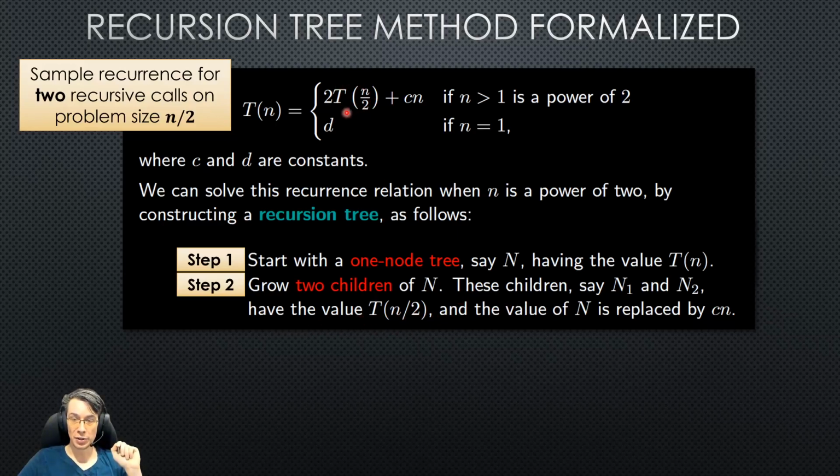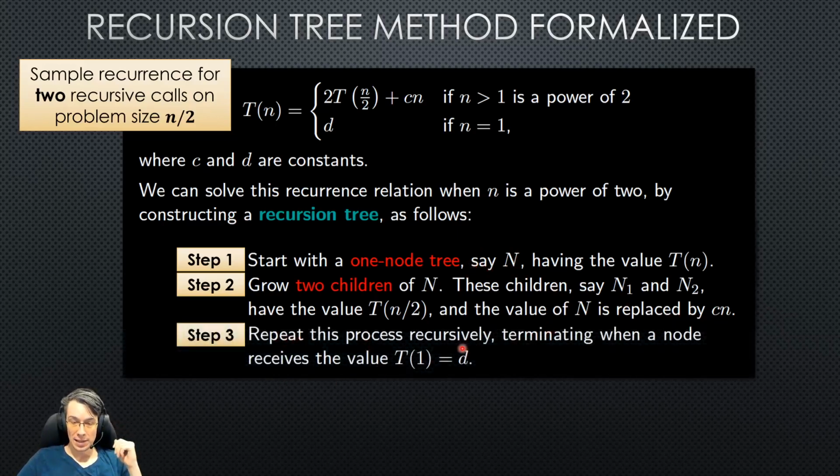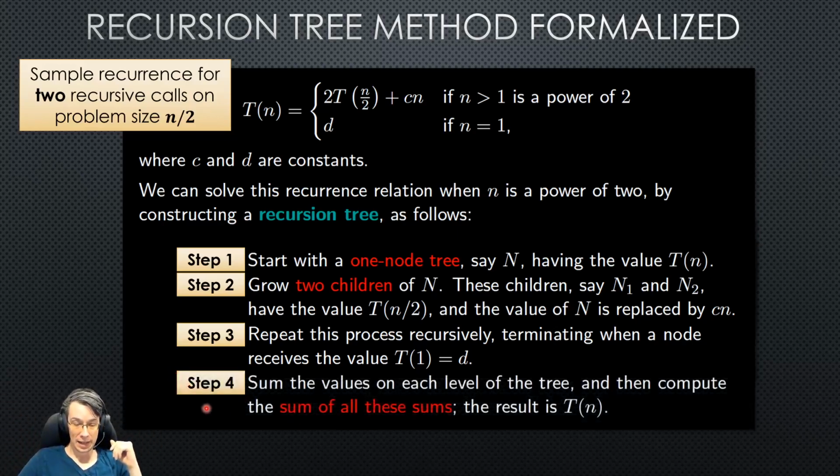And these children have the value t of n over 2. If the problem size were different, n over 8 or something, then these would have the value t of n over 8. And then the value of t of n is going to be replaced by cn, right? So that's the one-node tree. Then we repeat this process recursively, terminating when a node receives the base case value. This is just listing out in text what I showed pictorially on the previous slide. Step 4, you sum the values in each level of the tree, then compute the sum of all these sums, and that's the final total complexity.